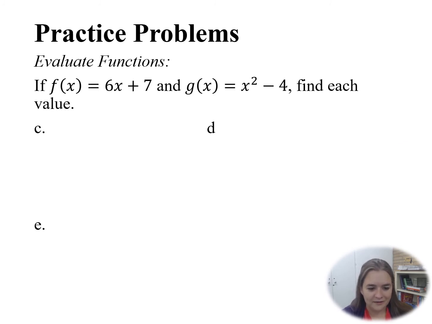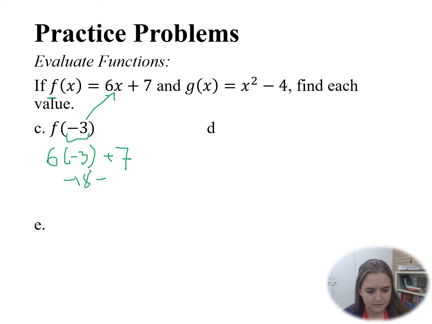So now let's evaluate some functions. I'm using my function notation now to evaluate. If f of x equals 6x plus 7 and g of x is x squared minus 4, find each value. So the first thing I want to do is find the function of -3. Everything inside the parentheses gets plugged in for x in the f function. When I do that, that becomes 6 times the quantity -3 plus 7. Using my order of operations, I know that I need to multiply first. Last step is to add, and I get a final answer of -11.